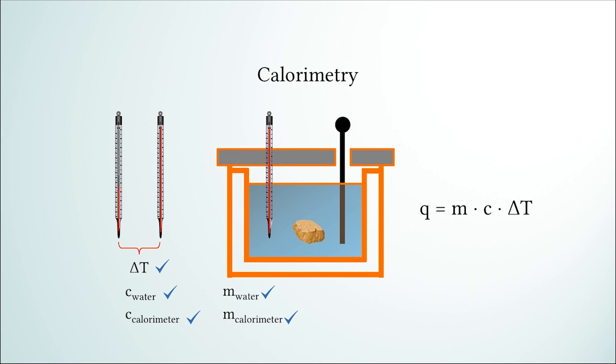So we can use equation 12.1 to calculate the total amount of heat the object emitted to the water and the calorimeter. In fact, we can show that in equation 12.3, negative Q of the object equals the Q of water plus the Q of the calorimeter. This equation says that the amount of heat lost by the object will be equal to the amount of heat taken in by the water plus the amount of heat taken in by the calorimeter. That is why there's a negative sign in front of it.